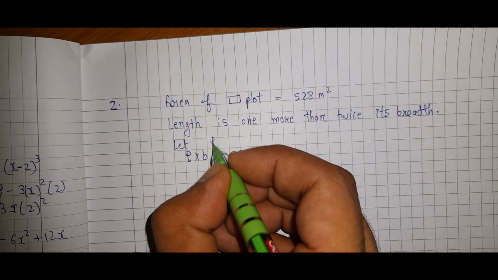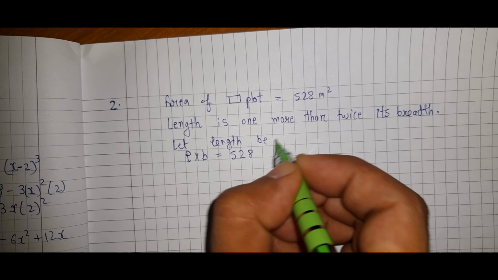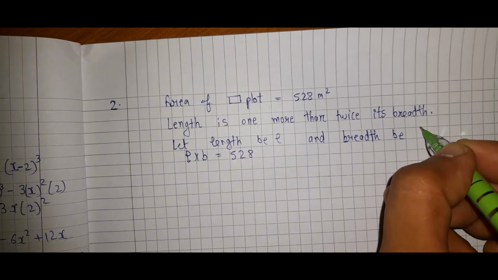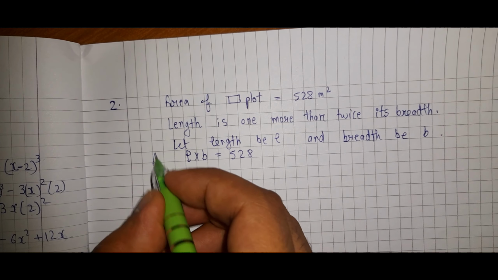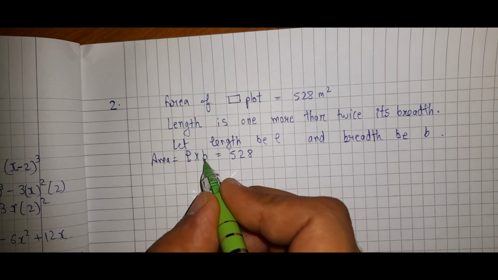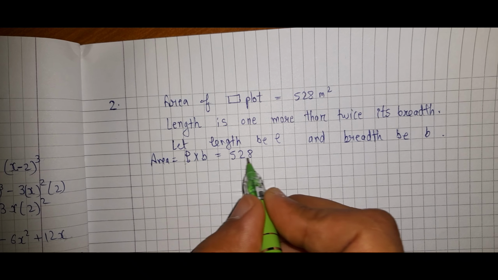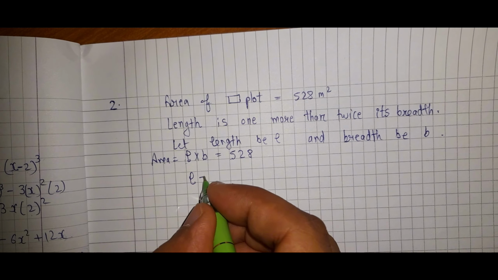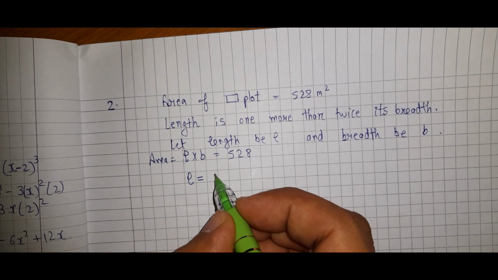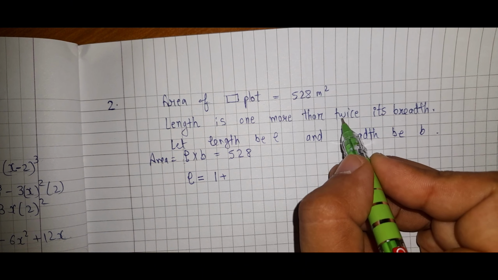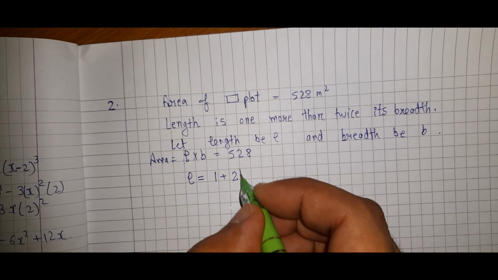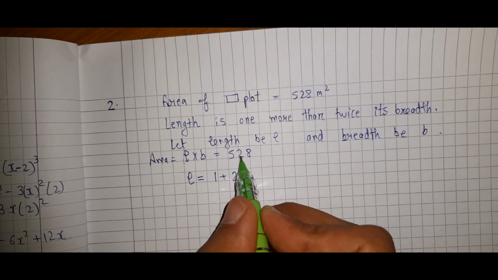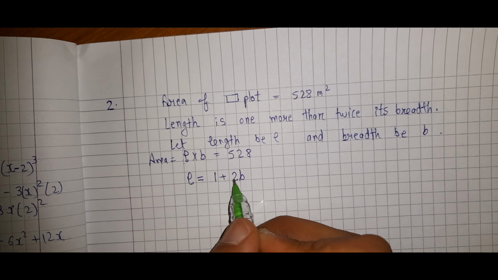Let length be L and breadth be B. So area, we know that area is L into B, length into breadth. It's given that L into B equals 528. Also it's given that length, that is L, is one more than twice its breadth, twice of B, so 1 plus 2B. So this is our second equation. First one is LB equals 528. Second one is L equals 1 plus 2B.